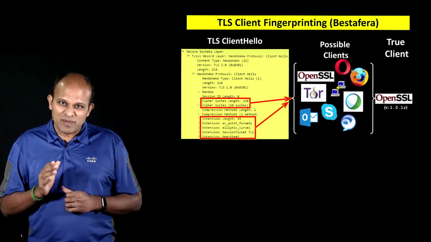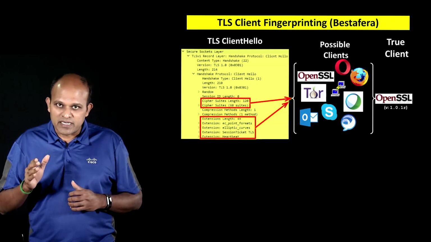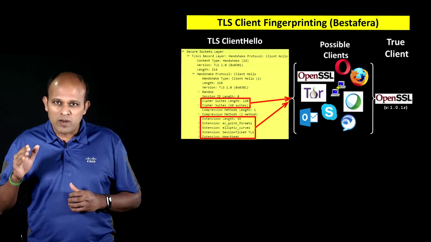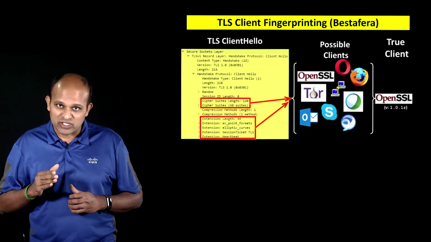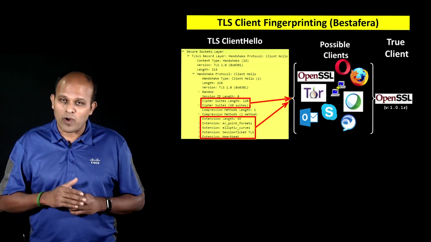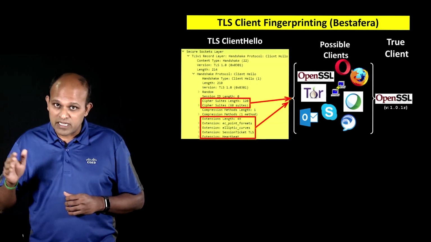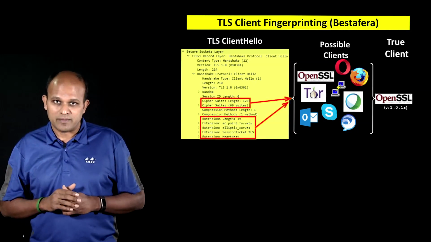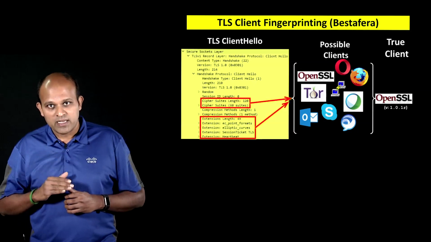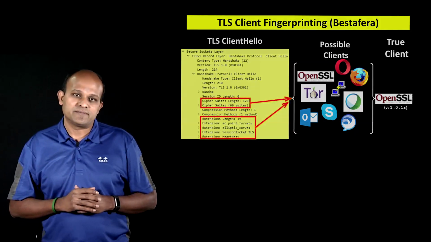To be more explicit, the TLS fingerprint for S-Client from OpenSSL 1.0.1 will most likely be different than an application that uses OpenSSL 1.0.1 to communicate. That is also why Bestafera's TLS fingerprint is both interesting and unique. It uses the default settings of OpenSSL 1.0.1 to create its TLS connections.